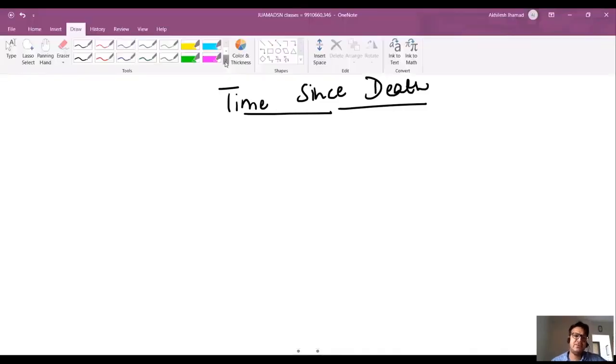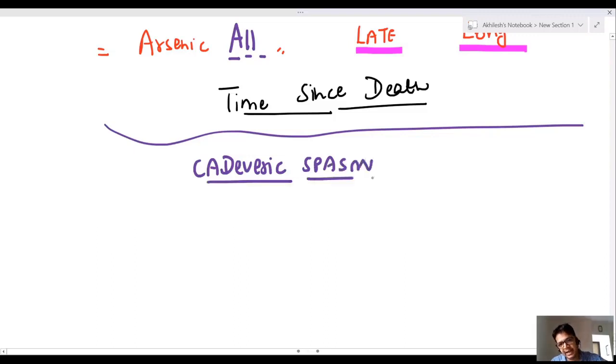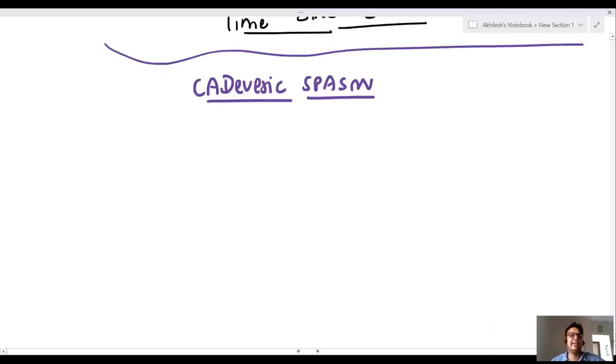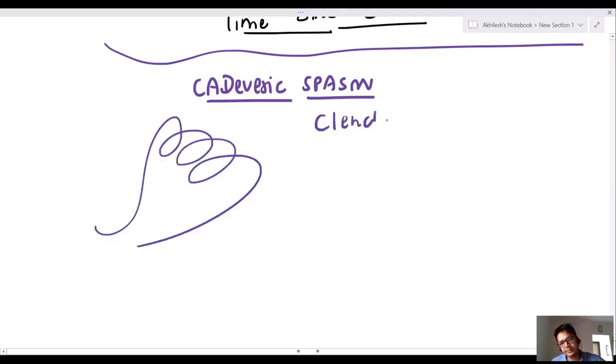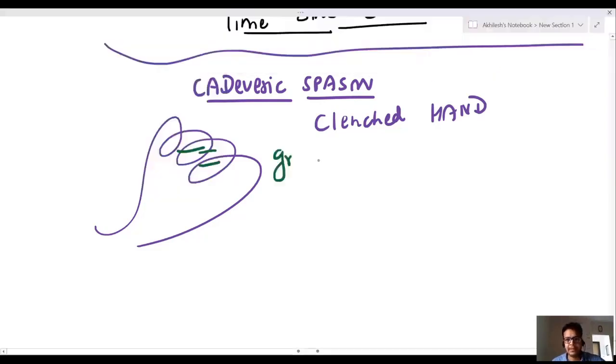This is rigor mortis. But yesterday I discussed one thing in drowning, that is cadaveric spasm. What is cadaveric spasm? In drowning I discussed a clenched hand with some grass particles, and this suggests antemortem drowning.